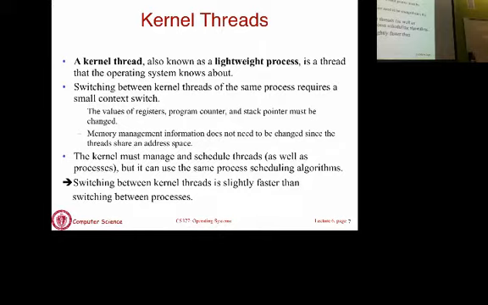Okay? So there are two ways to implement threads. One is referred to as kernel level threads or kernel threads. The other technique is referred to as user level threads or user threads. And we'll see what the pros and cons are. Okay? So a kernel level thread, which is also referred to as a lightweight process or LWP, is essentially a thread within a process that the OS knows about.